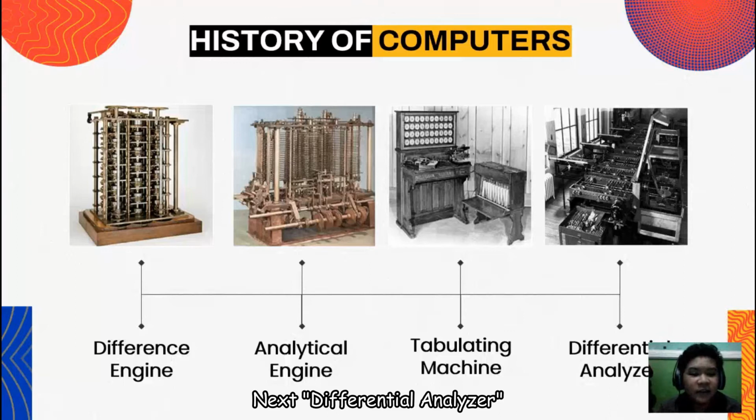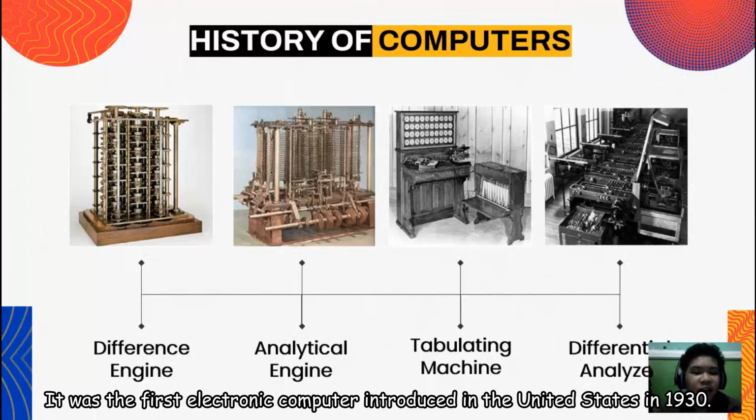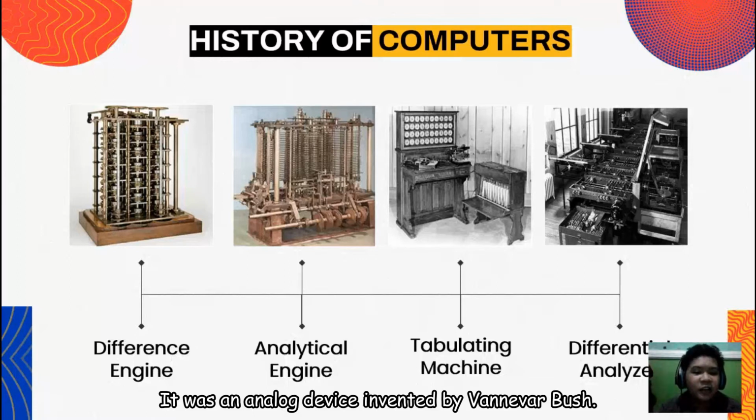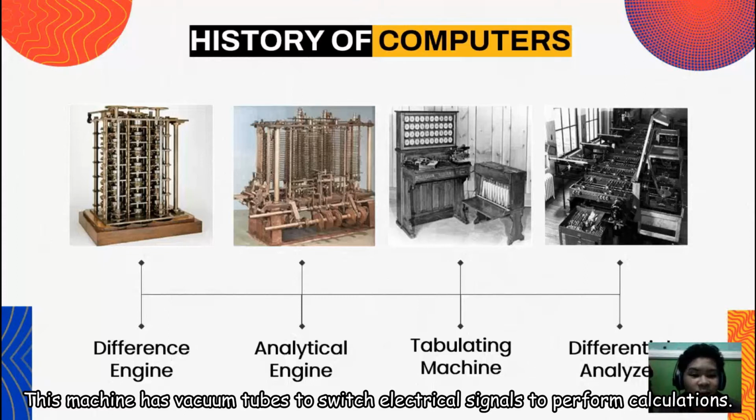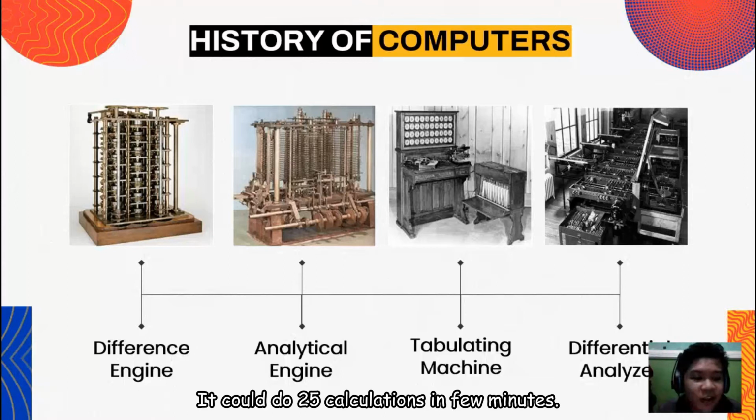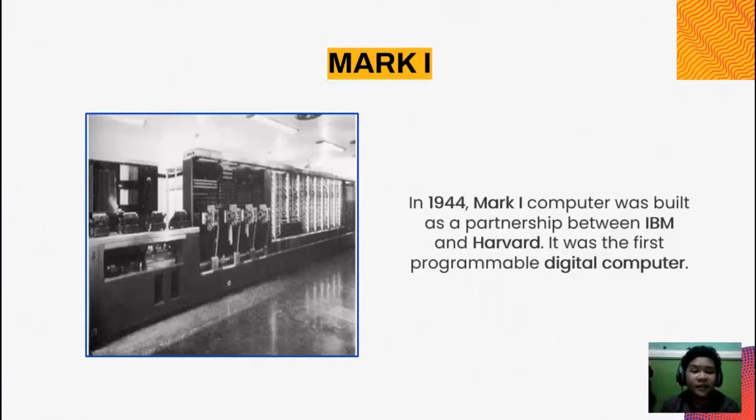Next, the Differential Analyzer. It was the first electronic computer introduced in the US in 1930. It was an analog device invented by Vannevar Bush. This machine has vacuum tubes to switch electrical signals to perform calculations. It could do 25 calculations in a few minutes. Next but not least, Mark I.